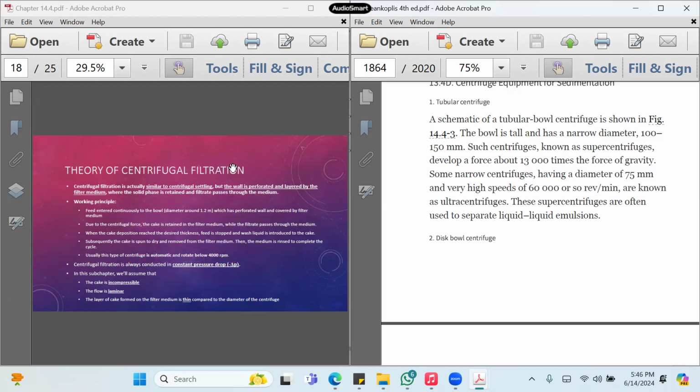So for centrifugal filtration, the centrifuge movement is not that fast. It's only 4,000 RPM. Centrifugal filtration is always conducted at constant pressure drop.